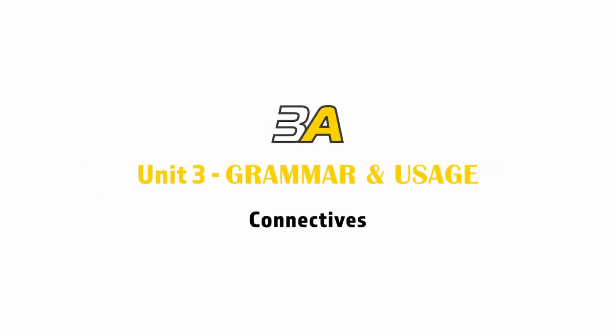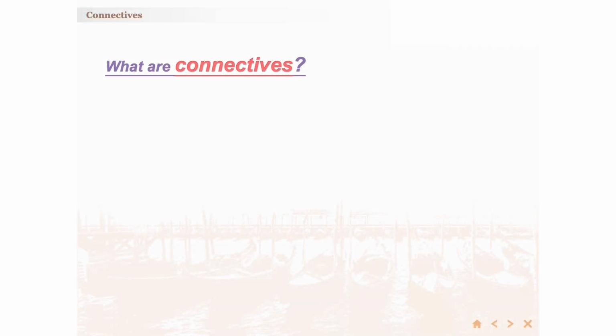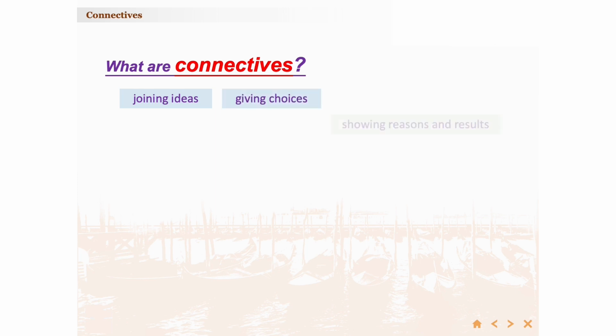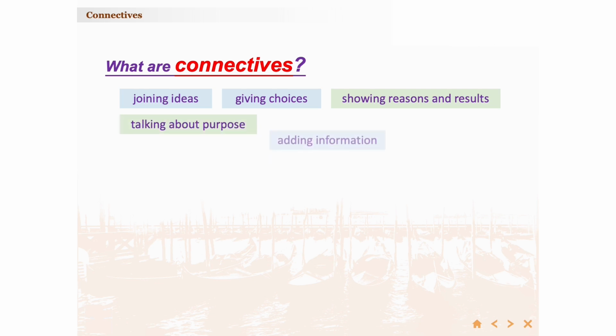In this video, we will be reviewing how to use connectives. What are connectives? In levels 1 and 2, we learned about how to use connectives to join ideas together. As you will remember, we use connectives to talk about closely related ideas and different ideas. We also use them to give choices, show reasons and results, talk about purposes, add information, and give examples.